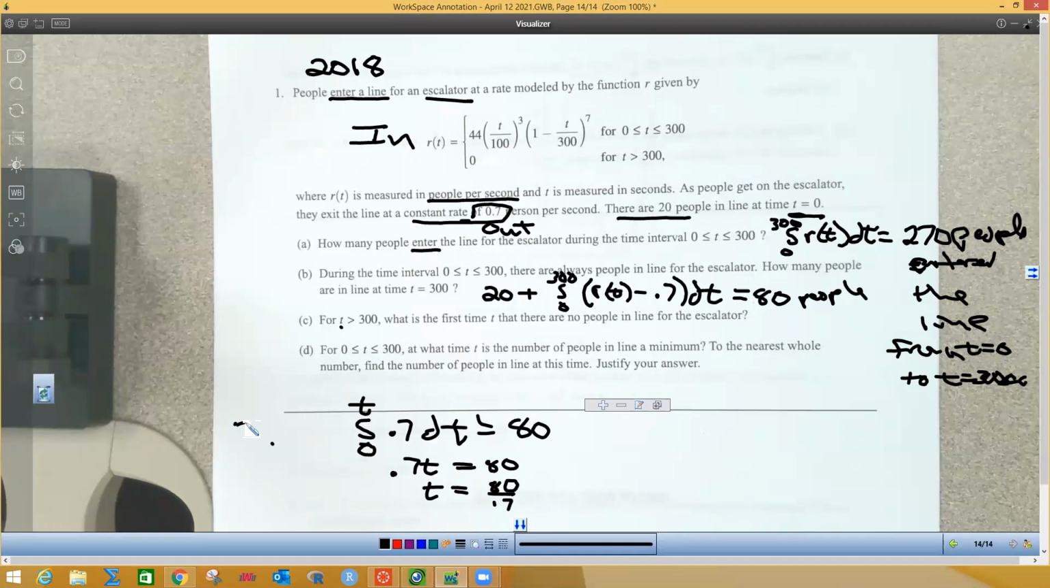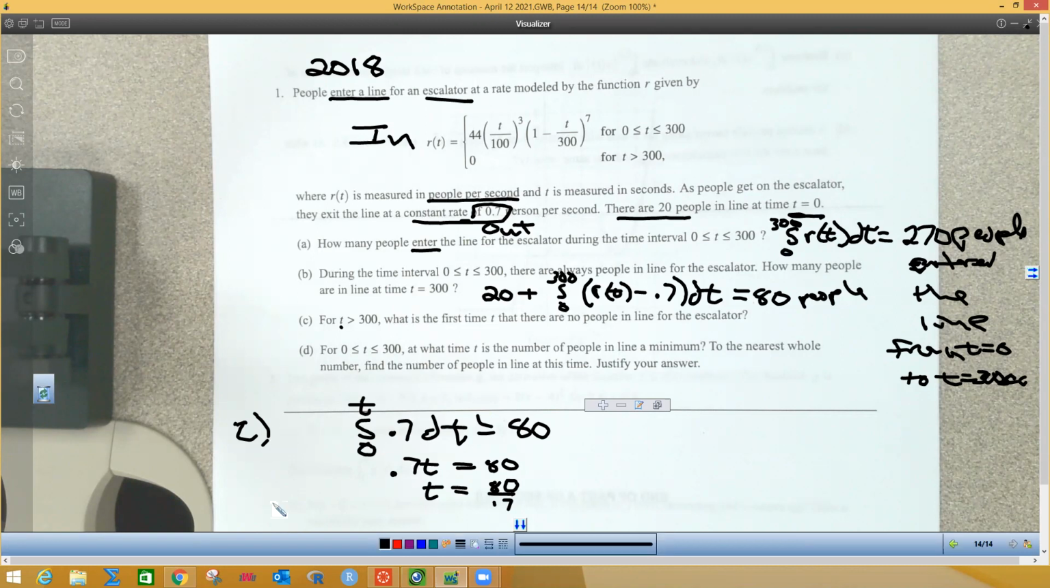It'd probably be a little faster if we went ahead and put starting at 300 plus, this is the time after 300 we're going to get. So we are still going to add 300 to this time. Actually, I'm not going to put that here. I'm going to do it at the end.